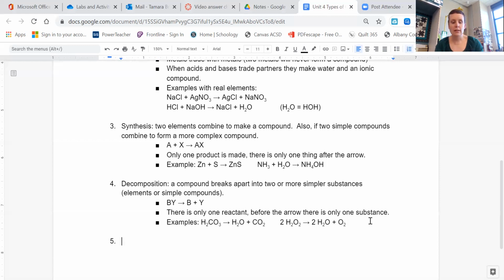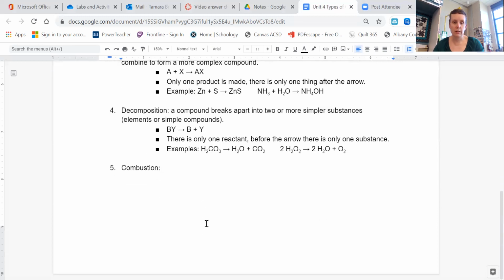All right, our last type of reaction is combustion. I'm going to go ahead and scroll down here so we can center that information. Okay, combustion. This is burning a fuel in the presence of oxygen. Burning a fuel in the presence of oxygen.